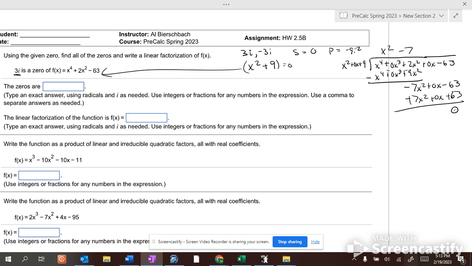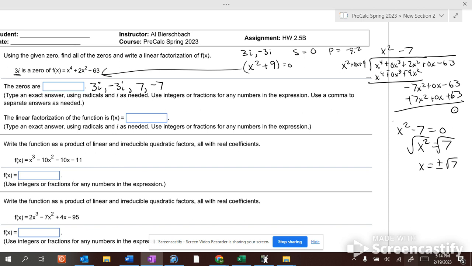Change the signs to the bottom row and then add, we get 0. So x squared minus 7 equals 0 is our other binomial. And then if we solve this, we just take this to the other side. x squared equals 7, take the square root. x would equal positive or negative square root of 7. So the zeros are 3i, negative 3i, square root of 7, and negative square root of 7. Okay.